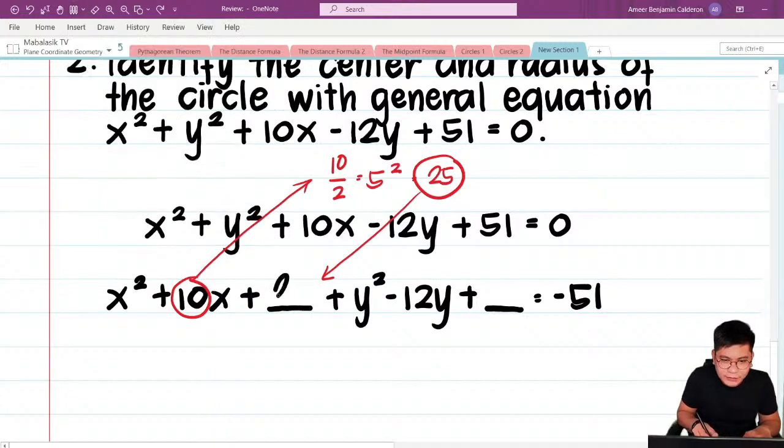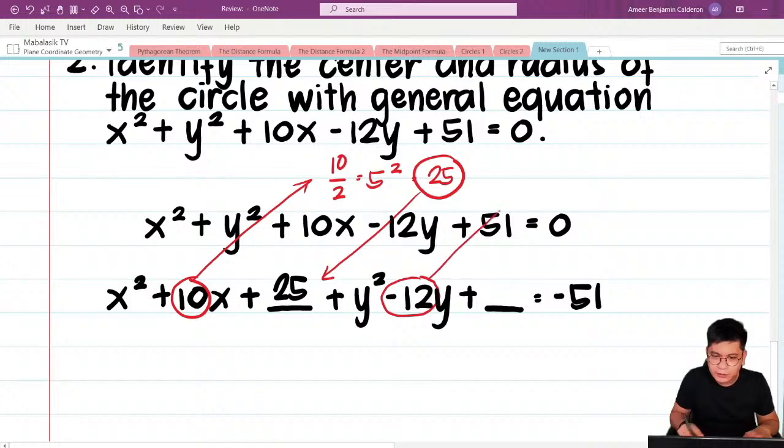Black, 25. We will do the same for y. So we'll take this. That is negative 12. Divide it by 2. That is negative 6. Square it. That is going to be 36. So we will put it there.